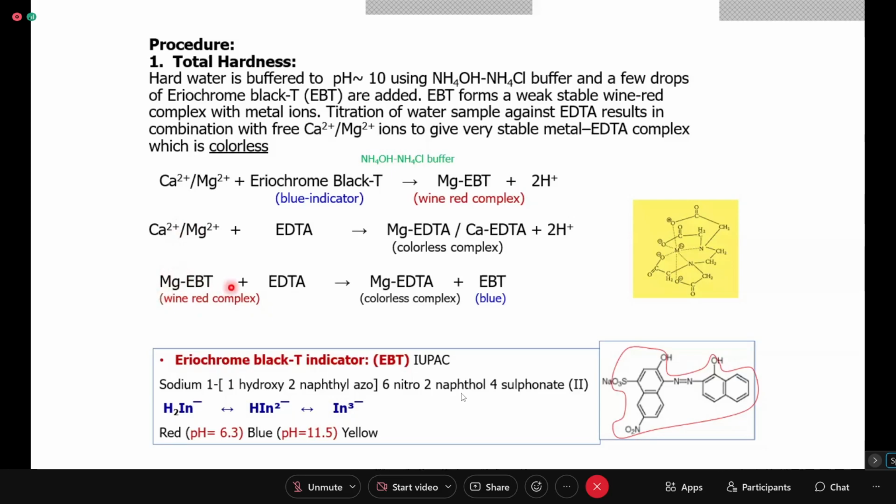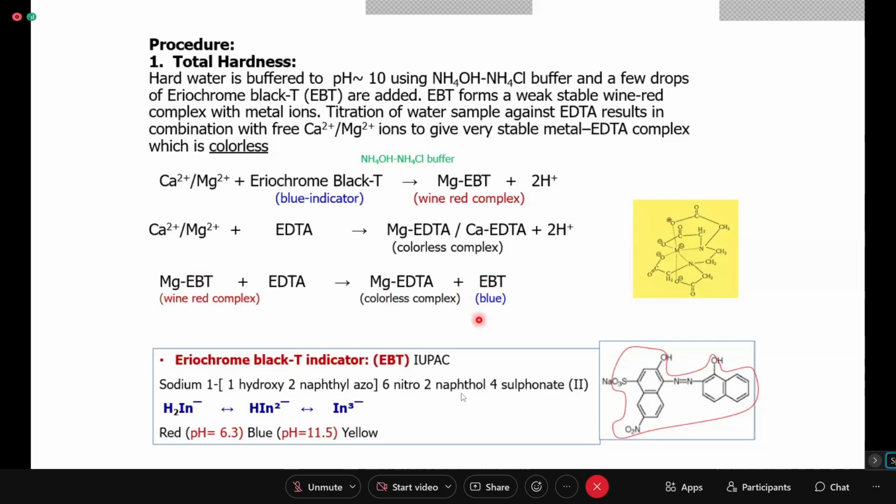So at the end point, when you are getting a color change from wine red to clear blue, it is all the magnesium which is present with EBT as the wine red complex that is extracted by this EDTA. EDTA will snatch away this magnesium and form a magnesium EDTA complex, which is colorless and water soluble, and the Eriochrome Black T indicator is set free.